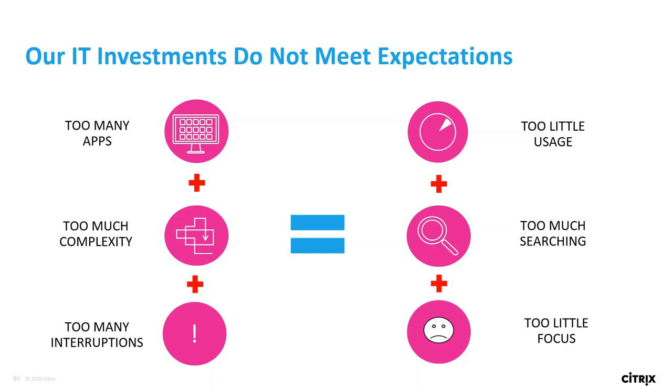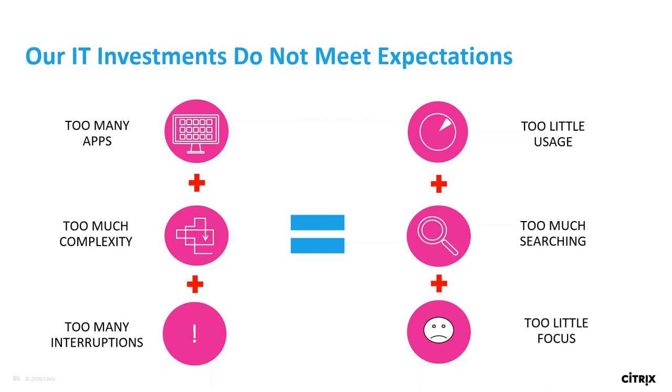And then we have all of these interruptions throughout the day and switching between all these applications. And when the employee flips over to a web browser, they might find themselves browsing their favorite news site or social media. So the end result is too little usage, too much searching, and too little focus.